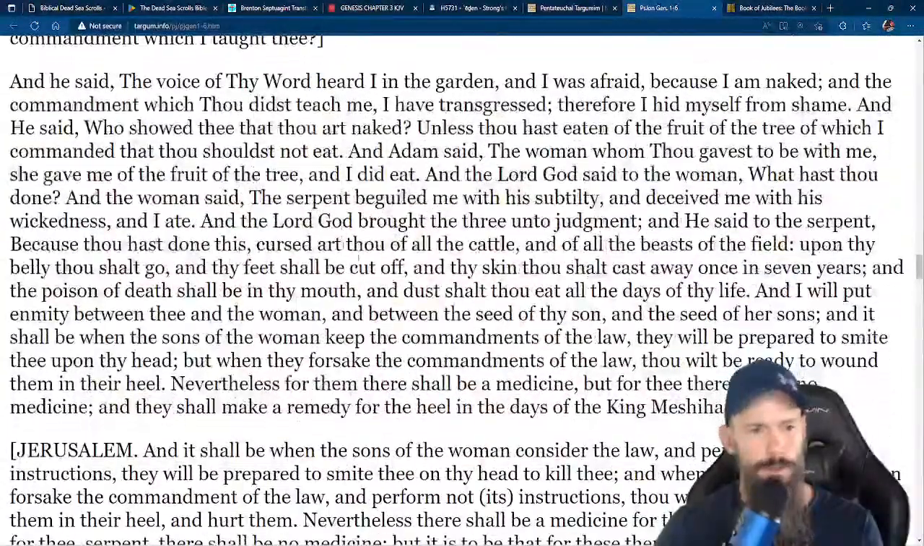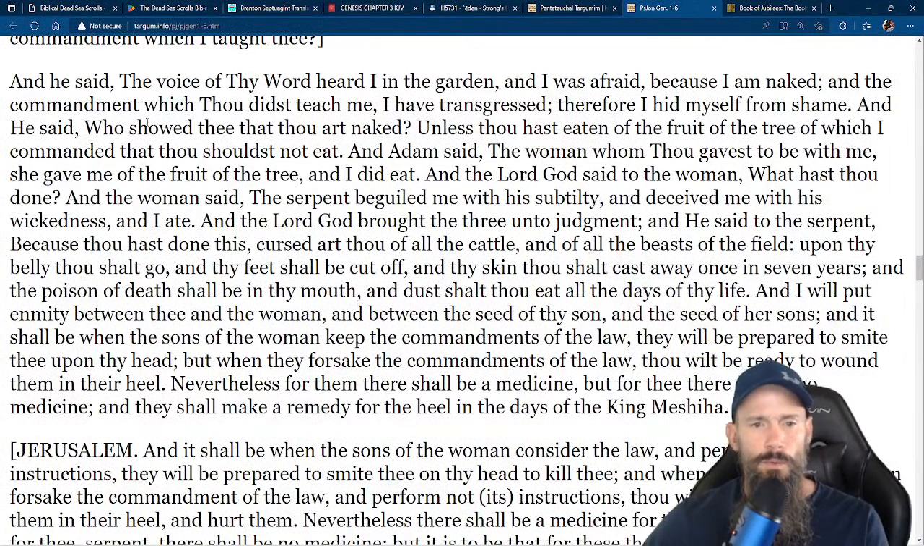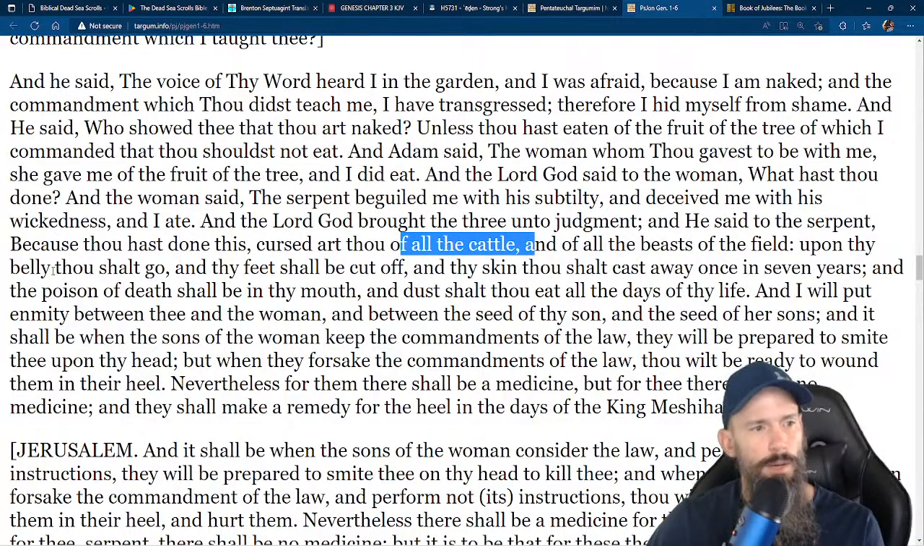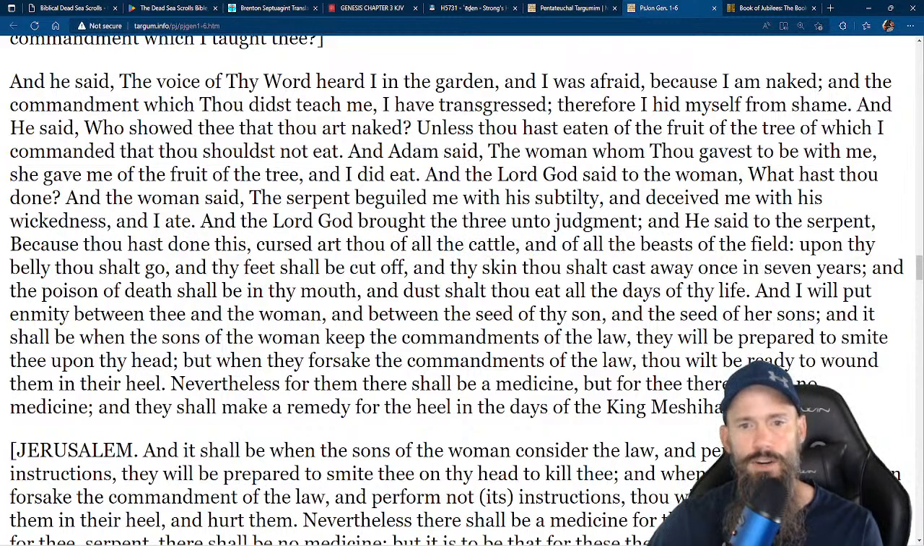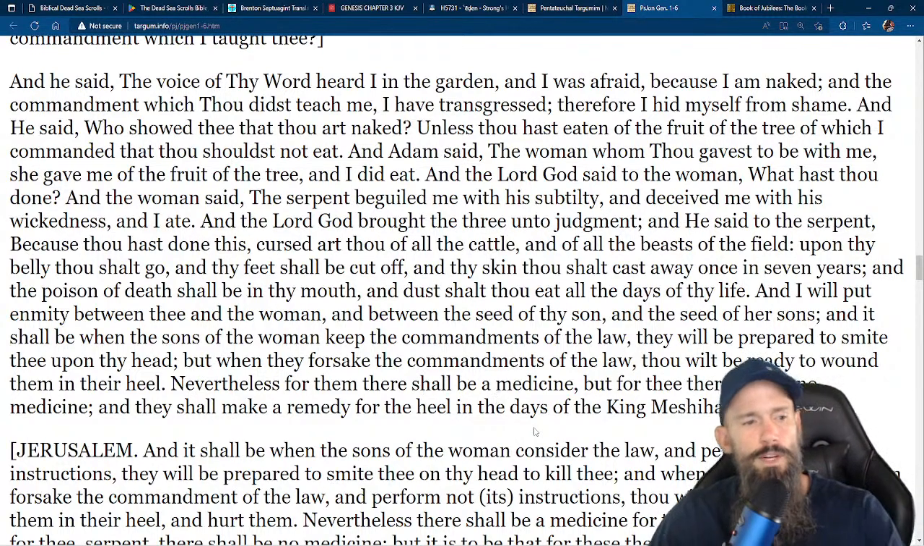Another interesting thing, because thou hast done this, cursed thou art of all cattle and all the beasts of the field. Upon thy belly thou shalt go, and thy feet shall be cut off, and thy skin shalt thou cast away once in 7 years. The poison of death shall be in thy mouth, and dust shalt thou eat all the days of thy life. And I will put enmity between thee and the woman, and between the seed of thy son and the seed of her sons. And it shall be, when the sons of the woman keep the commandments of the law, they will be prepared to smite thee upon the head, but when they forsake the commandments of the law, thou wilt be ready to wound them in the heel. Nevertheless, for them there shall be a medicine, but for thee there will be no medicine, and they shall make a remedy for the heel in the days of the king Mashiach.